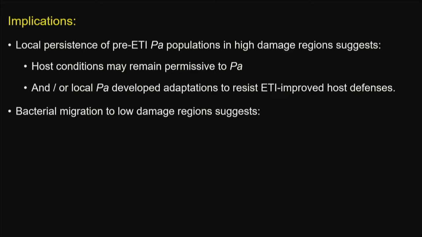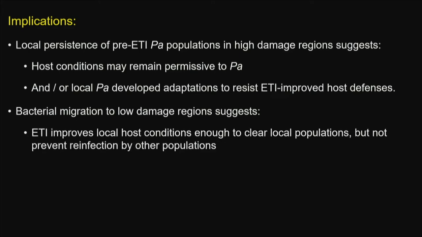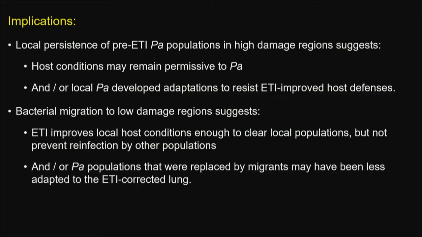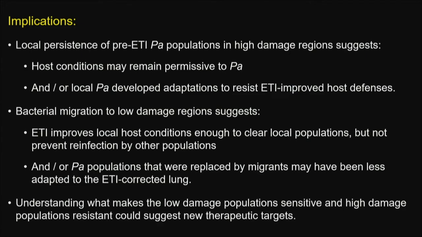And then bacterial migration into the low damage regions suggests that ETI improves the host conditions enough to clear the local populations, but not enough to prevent reinfection by other populations. And it could also mean that the Pseudomonas populations that were replaced were actually less fit in the ETI-corrected lung. And so understanding what makes the low damage populations more sensitive and the high damage populations more resistant could suggest new therapeutic targets in the future.